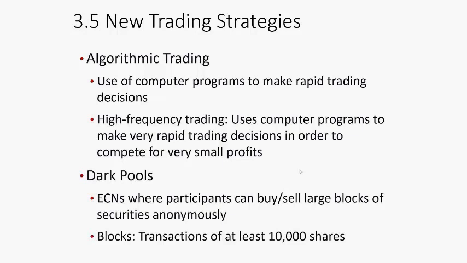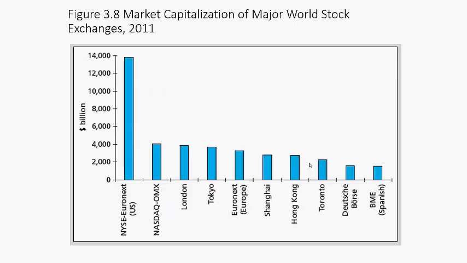We have dark pools. That's another strategy, and this strategy uses ECNs, where the participants on the ECNs can buy or sell in large blocks, and they do so anonymously. So blocks have to be at least 10,000 shares in this dark pool. But it's an anonymous purchase, and it's a significant large block. And this is mostly institutional traders here. And by being anonymous, this also has some really significant implications for the individual investor. So it's a very interesting strategy, dark pools is a very interesting trading strategy.